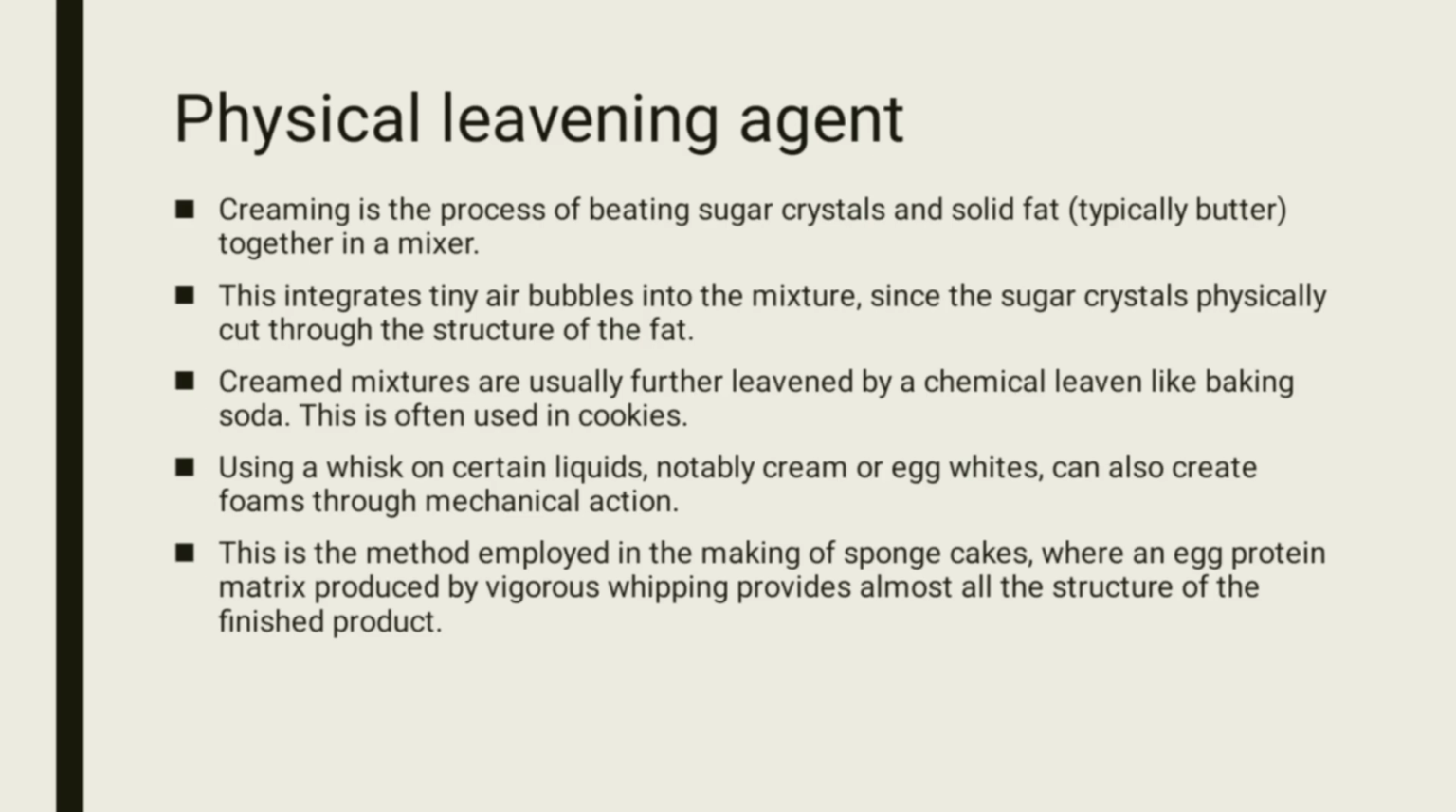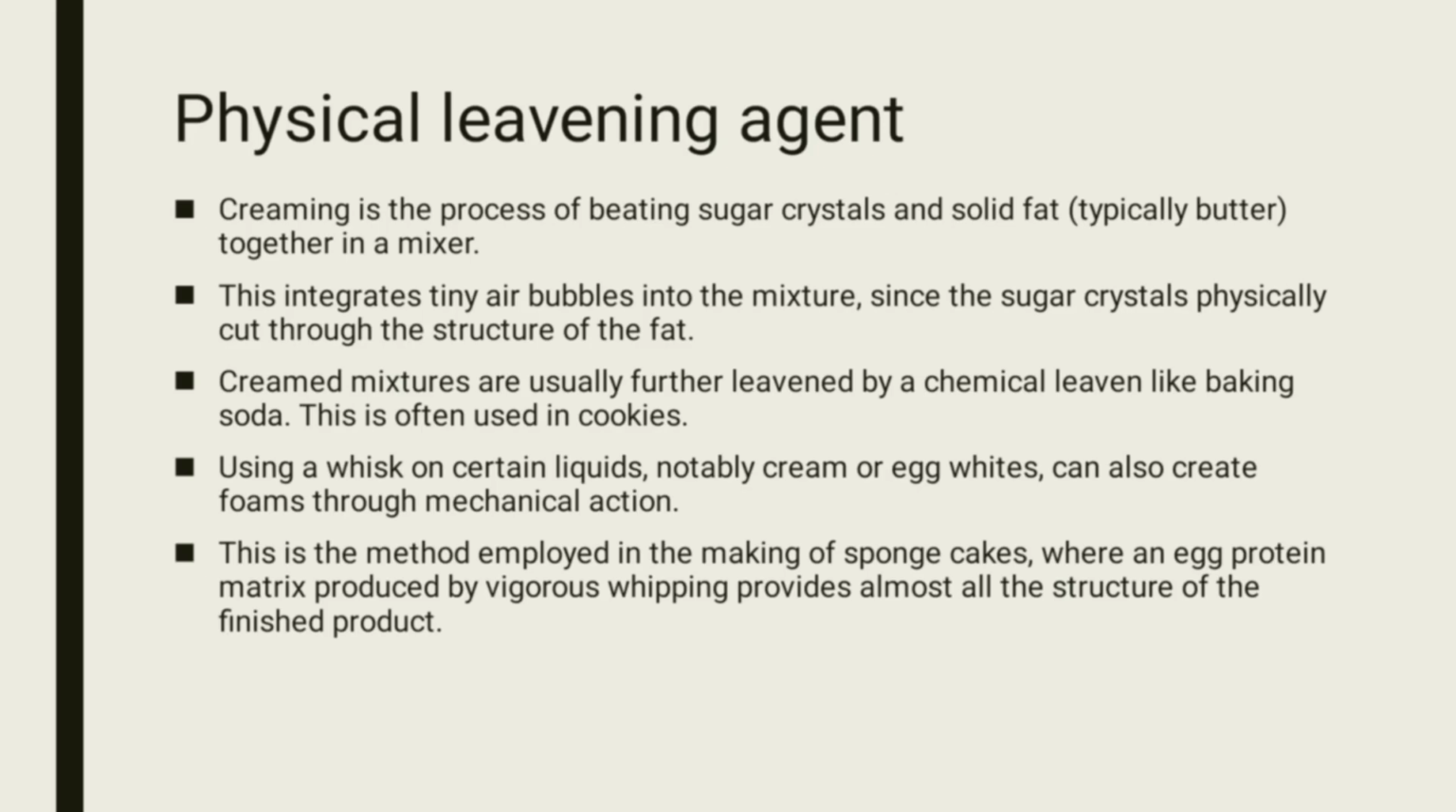Physical leavening agent. Creaming is the process of beating sugar crystals and solid fat together in a mixer. This integrates tiny air bubbles into the mixture, since the sugar crystals physically cut through the structure of the fat. Creamed mixtures are usually further leavened by a chemical leaven like baking soda. This is often used in cookies.